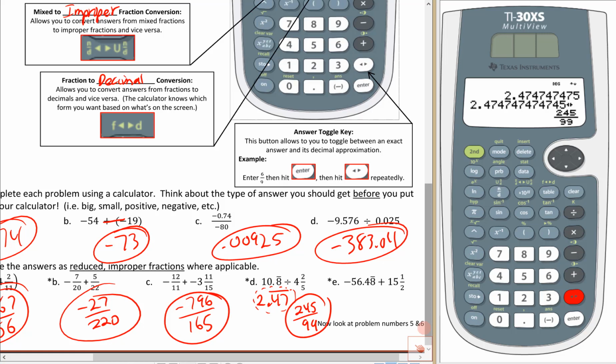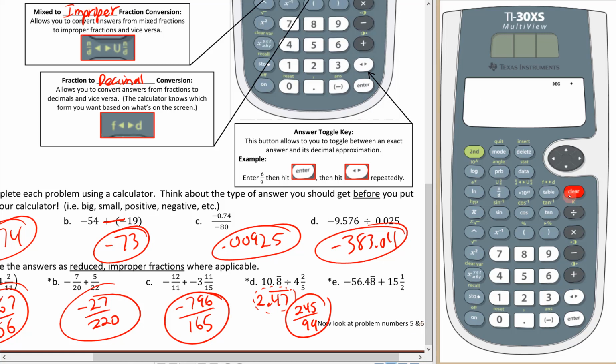If you want to go ahead and type that in yourself, you're welcome to. I'm going to clear this off. Again, that's a negative, so we're going to hit negative 56.4. Fill up the screens with 8s. As long as it's filled, then you're all set. Then we're going to do plus, and then we've got this 15. We want to do a mixed number, and we've got 1 on the top, and we've got 2 on the bottom. Hit the 2, hop on the outside, make sure things look nice, and then we're going to hit enter.